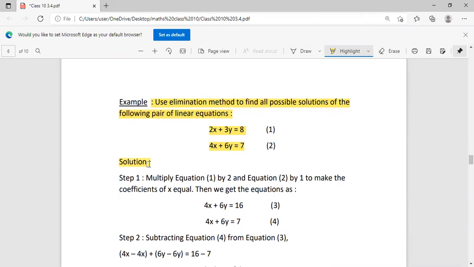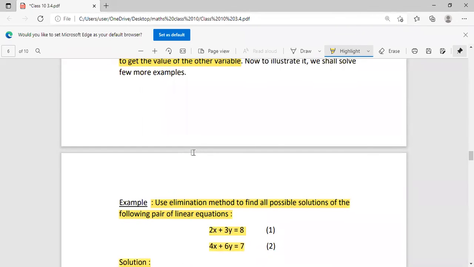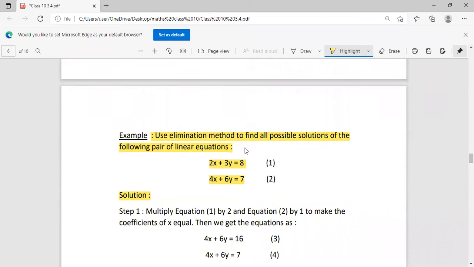Now let us go to the solution. One more thing, for your exam, you don't need to write step 1, step 2. Avoid writing all that. Only for your knowledge, I am writing this is step 1, this is step 2. Never write step 1, step 2 like that in the exam.